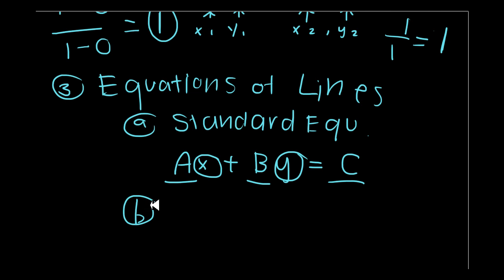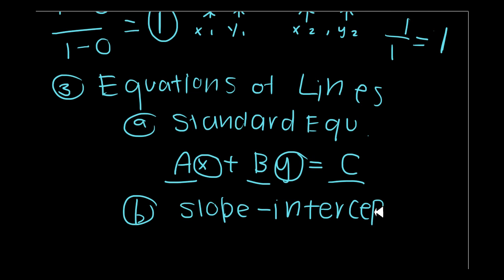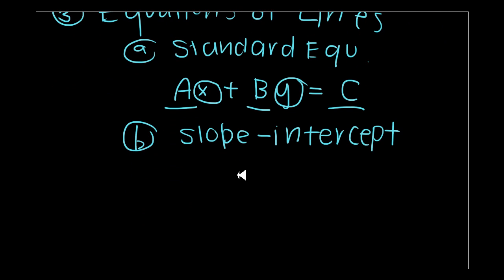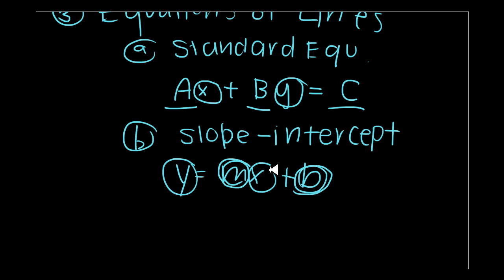The second equation is called the slope-intercept form. Even though the one above is called the standard equation, we actually use slope-intercept form the most. The slope-intercept form is y equals mx plus b. Remember I taught you above that m equals the slope. So m is also a number, and b is also a constant, a number. And y and x are variables, so you don't know what they are. The third one is called point slope form.